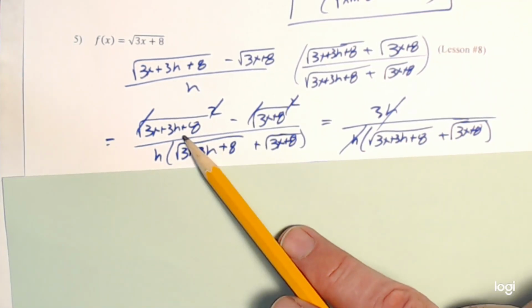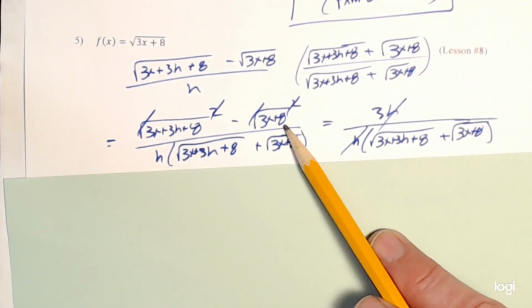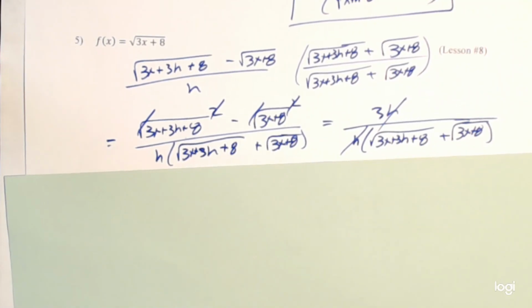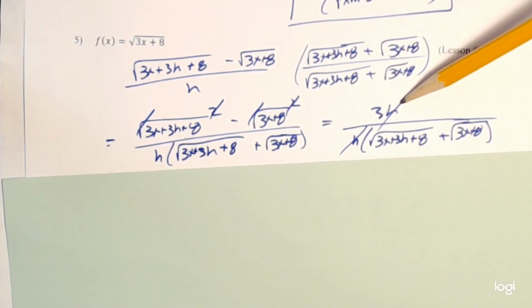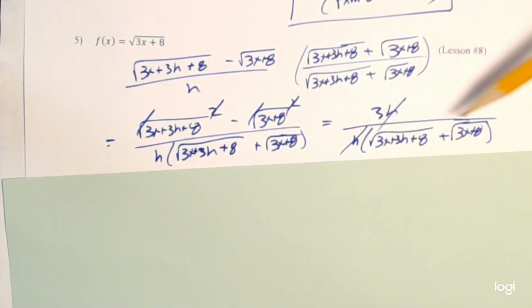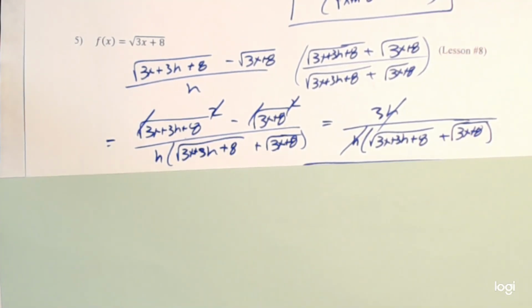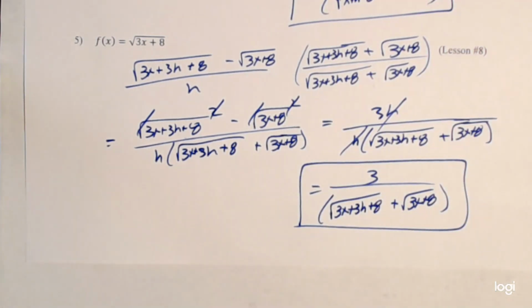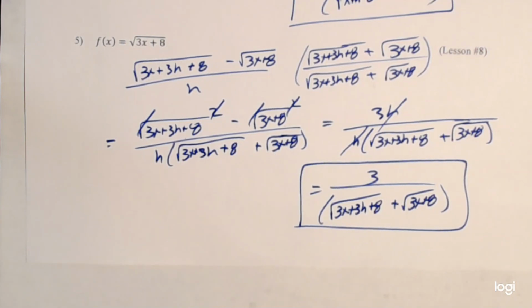You're left with the first one squared and the last one squared. Squares and square roots cancel. 3x minus 3x cancels. 8 minus 8 cancels. You're left with the 3h all over your h and your conjugate factor. H's cancel as they always do with difference quotients. We're left with a 3 divided by our conjugate factor.